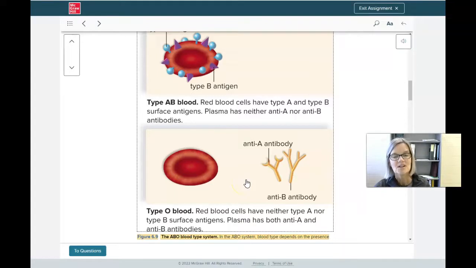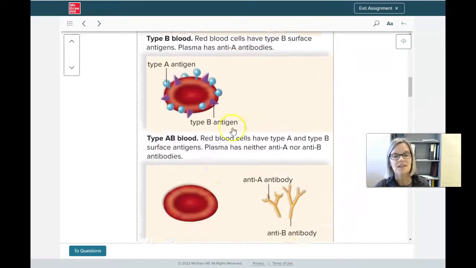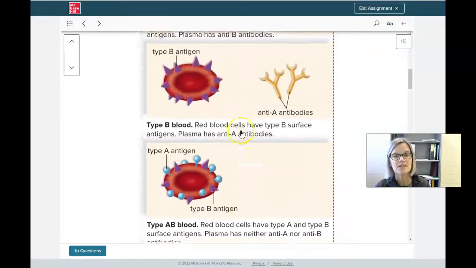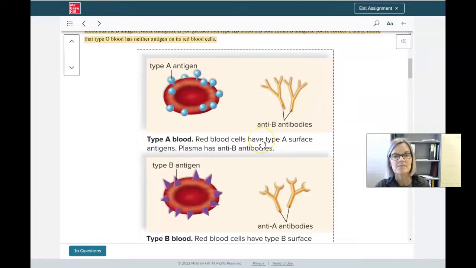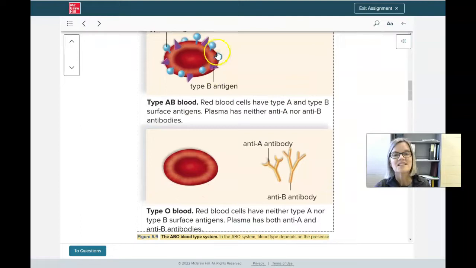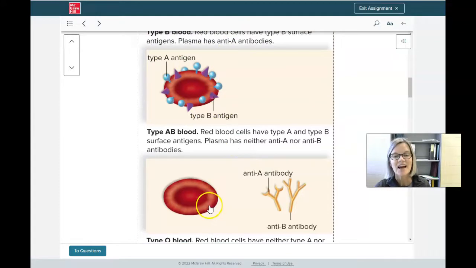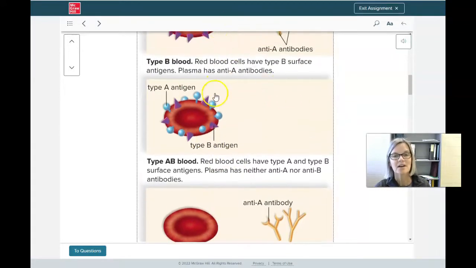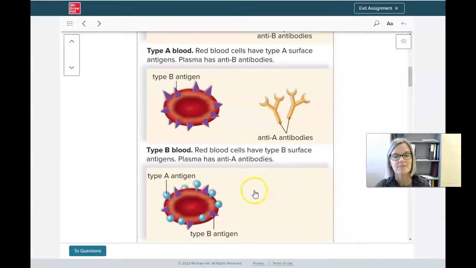So what we do is we call type O blood the universal donor. You can give O to anybody because you're never going to give them a new protein. You can give O to ABs, you can give O to Bs, and you can give O to As. AB blood is the universal recipient because they can receive every kind of blood. I can give them O, I can give them B, I can give them A, because they have all those proteins already.